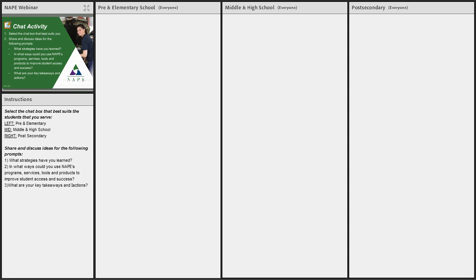What you'll notice on the screen here, you've got 3 chat boxes, and I've divided them up into pre and elementary school, middle and high school, and post-secondary. Pre and elementary is on the left, middle and high school is in the middle, and post-secondary on the right. What I'd like for you to do is to pick one of the chat boxes. Pick the one that best suits you.